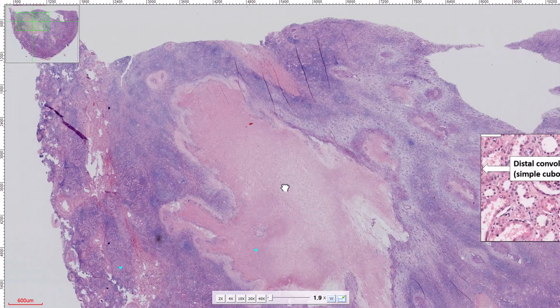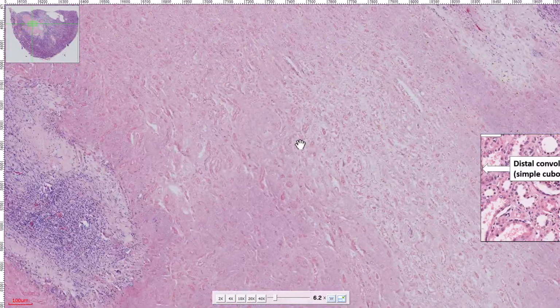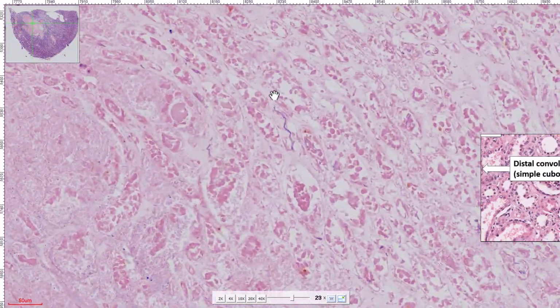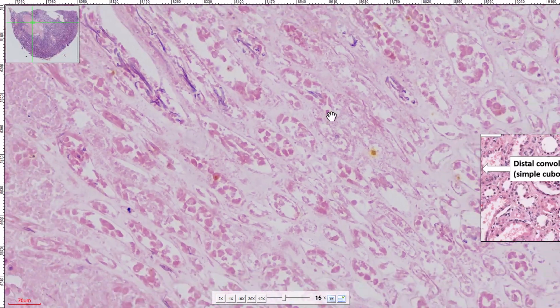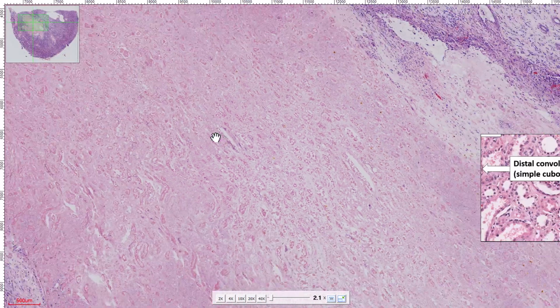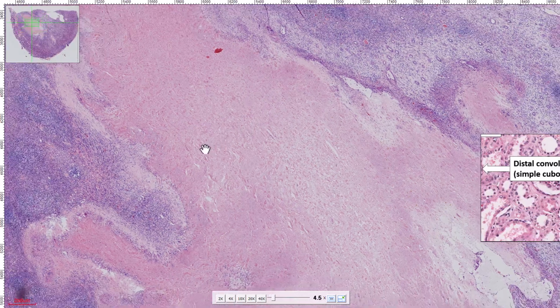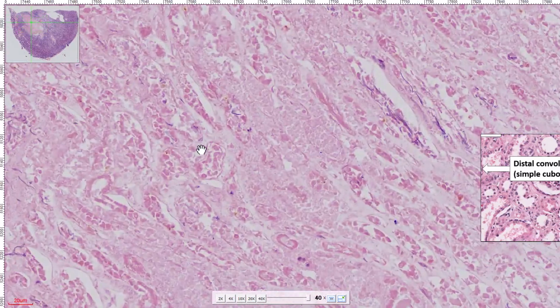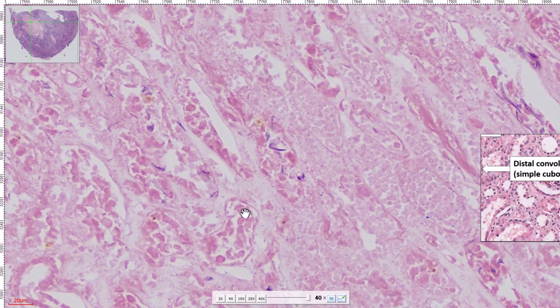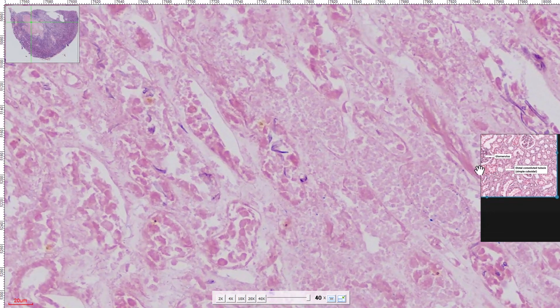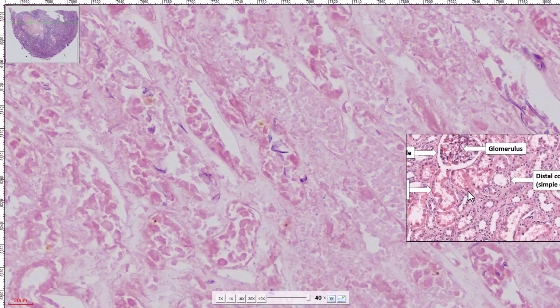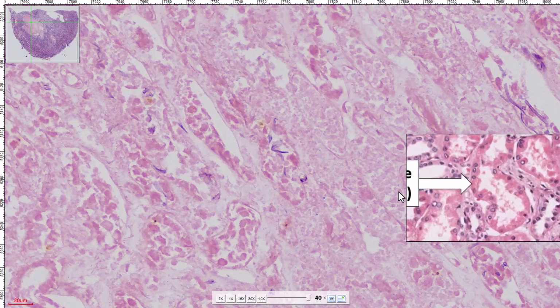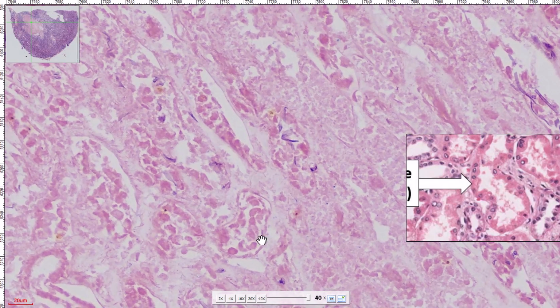Okay, so if I magnify on our specimen, you can see that we do have this tubular structure. But where are those nuclei that we are observing in the normal specimen? You can see the nuclei in the normal specimen, but here those nuclei are gone. This is actually coagulative necrosis.